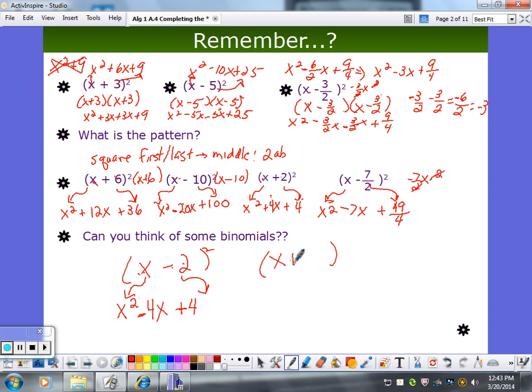x plus 7 squared. Okay. You have to do it now. Alright, who's doing this one? Square the first one. Square the last one. Square it. Good. Multiply them together times 2. Yes. That's it. Okay? That's the rule. All right.